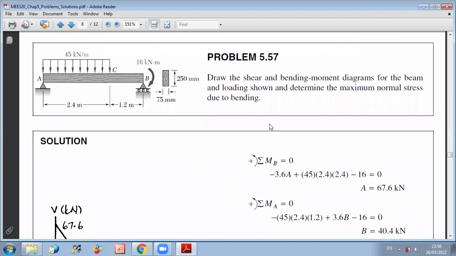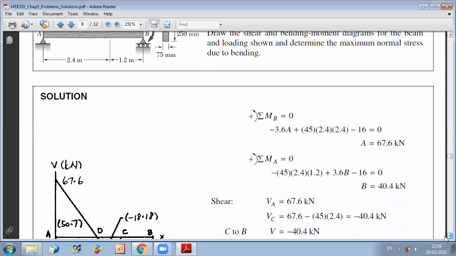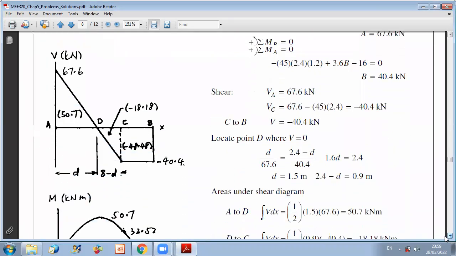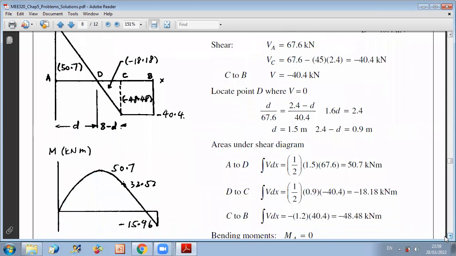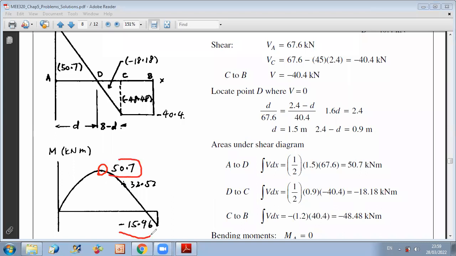Now, once we have the diagrams, in order to find the maximum normal stress, all we have to do is apply the formula that sigma is equal to M over S. And here we have a rectangular cross section, so C1 is equal to C2. So the maximum normal stress in compression is equal to the maximum normal stress in tension. After plotting our diagram, you can see that you have a maximum positive moment of 50.7 and a maximum negative moment of 15.96. Since C1 equals C2, you just take the maximum absolute value, which is 50.7.